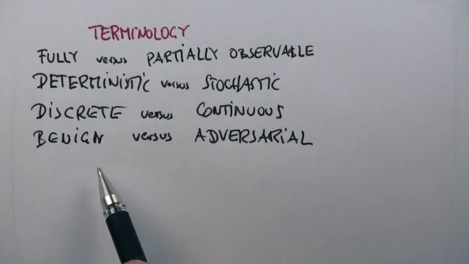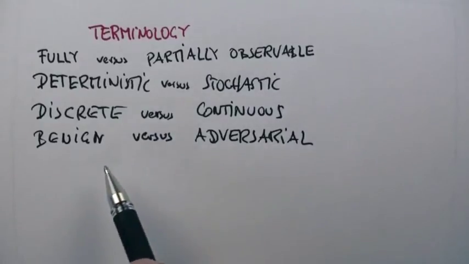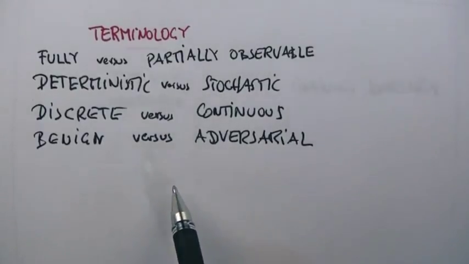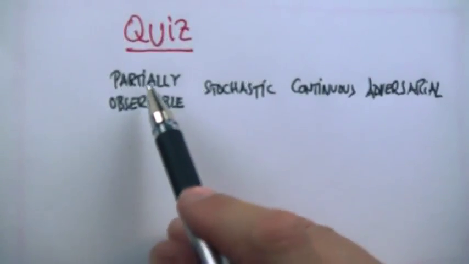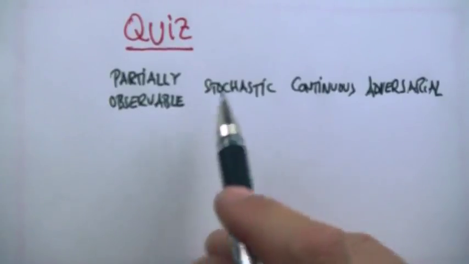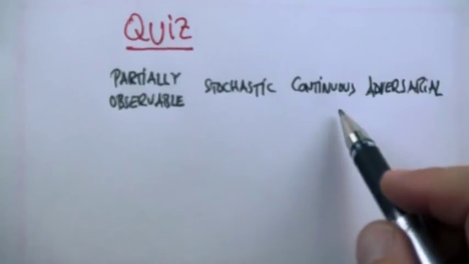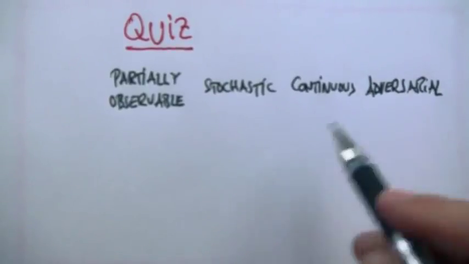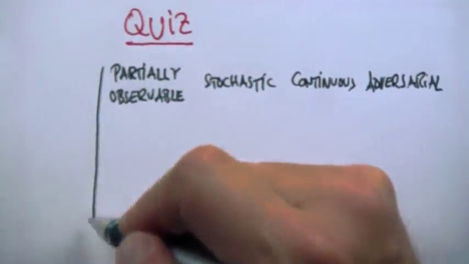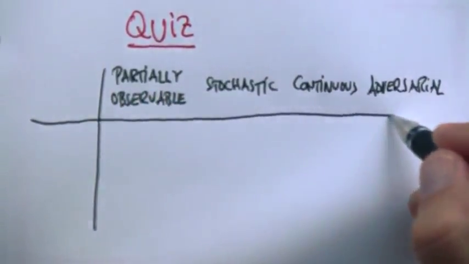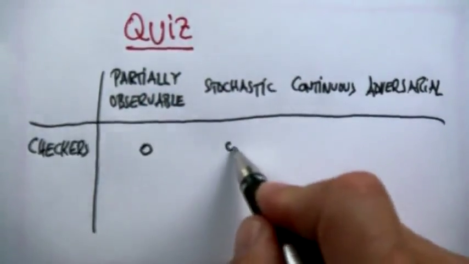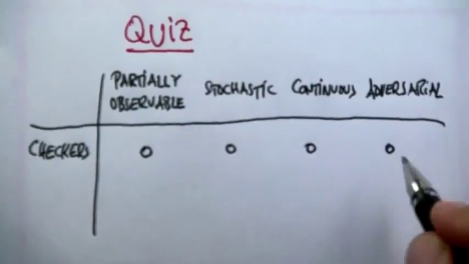So let's see to what extent these expressions make sense to you by going to our next quiz. So here are the four concepts again: partially observable versus fully, stochastic versus deterministic, continuous versus discrete, adversarial versus benign. And let me ask you about the game of checkers. Check one or all of those attributes that apply.